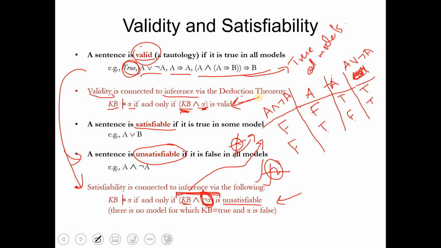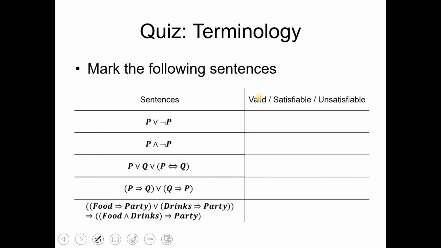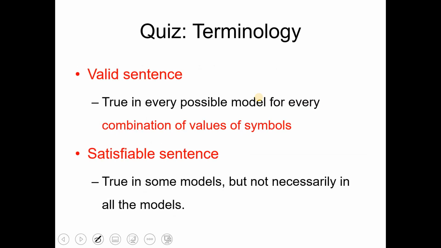So this was the definition for three things: valid, satisfiable, unsatisfiable. We see over here. So here is a small quiz. A valid sentence is true in every possible model, for every combination of values of symbols. So this is the definition. We will see the quiz next.